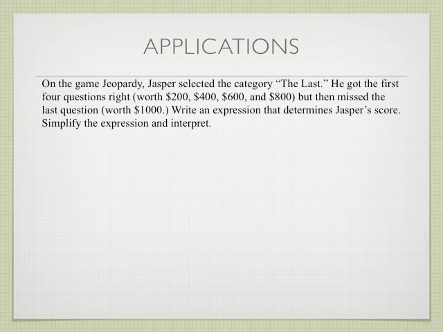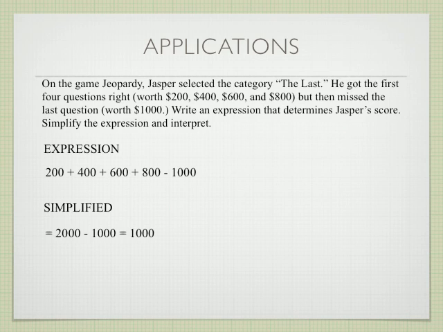On the game Jeopardy, Jasper selected the category "the last." He got the first 4 questions right, and he missed the last question. Write an expression that determines Jasper's score. Simplify and interpret. So again, our expression is 200 plus 400 plus 600 plus 800 minus 1,000 because he lost that one. Simplified, that would be 2,000 minus 1,000, which is 1,000. What it means is that he won, because it's positive, $1,000.